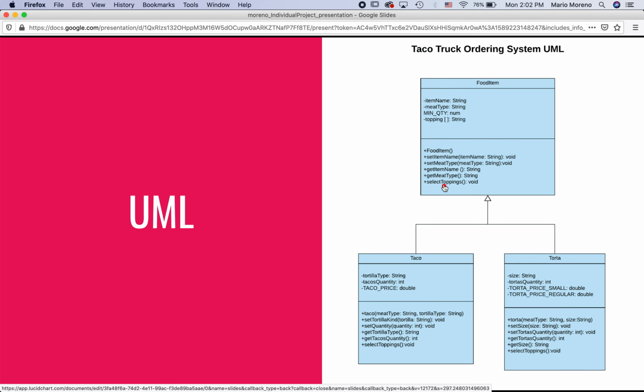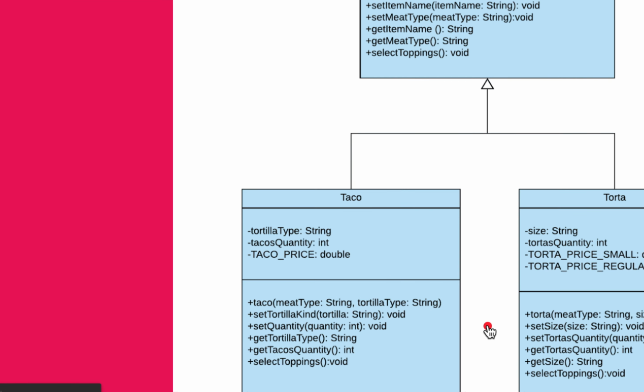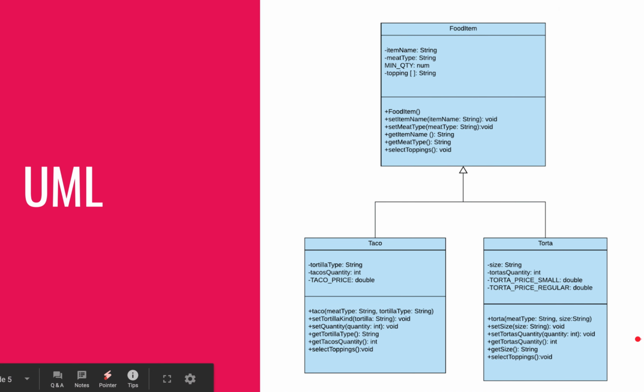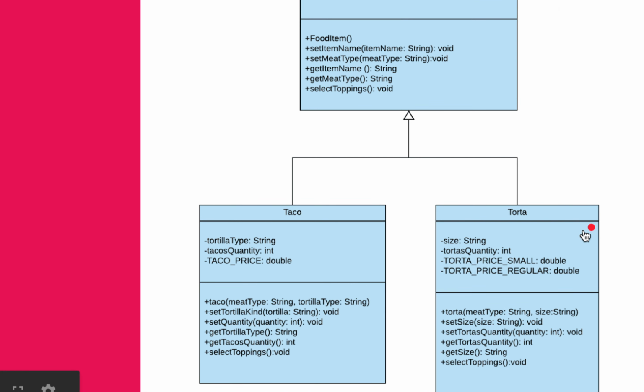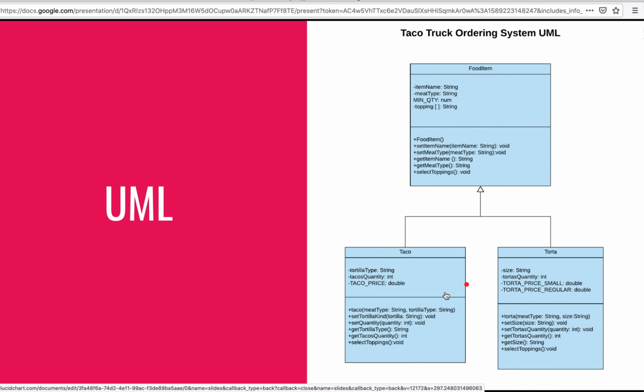And then you have here the two inherited classes, which are taco and torta, that are inherited from the food item. The taco has the tortilla type and the quantity, and each one of them has their own price.